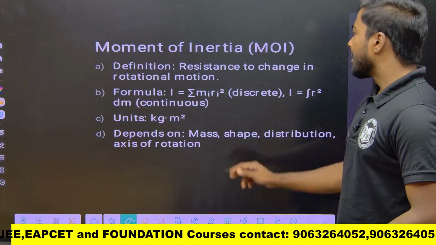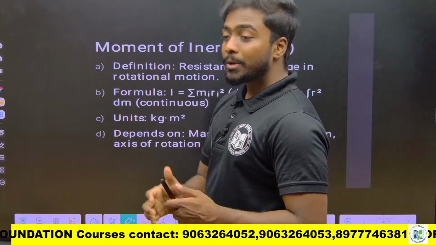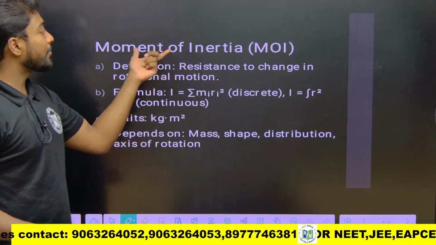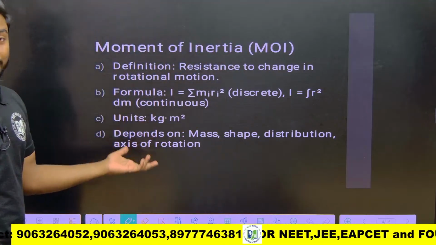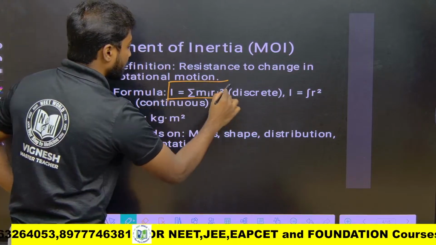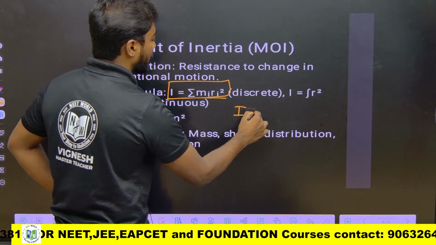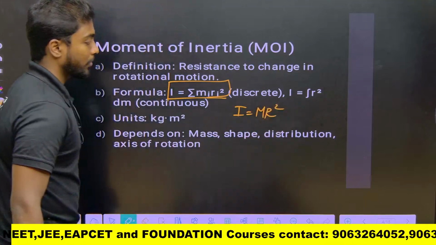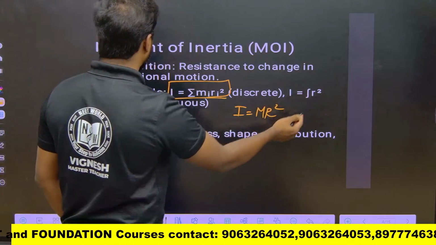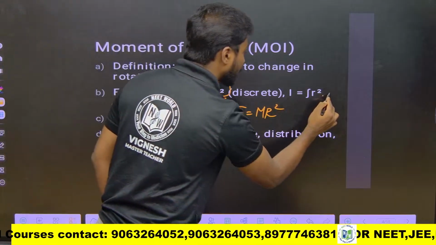Moment of inertia. So moment of inertia is nothing but the resistance to change in rotational motion. Resistance to change the rotational motion is nothing but the moment of inertia. So for that the formula is given here. In the x axis they have given, I can say moment of inertia equals mr square, mr square. In integral form now, I is equal to integral r square dm.